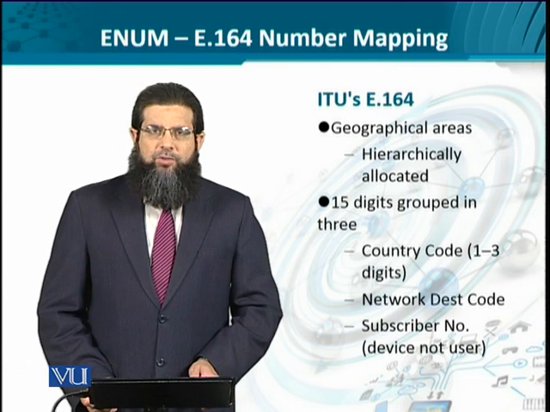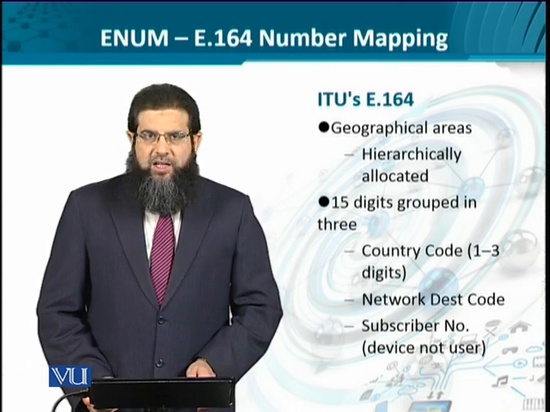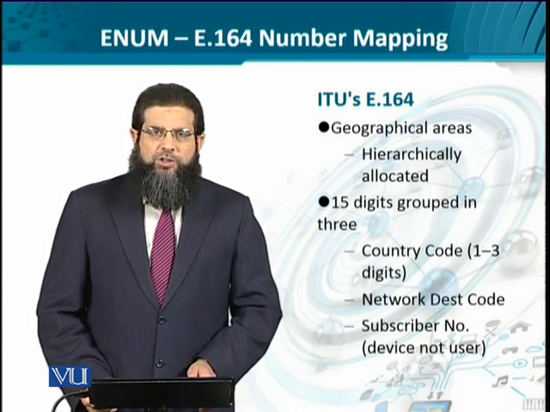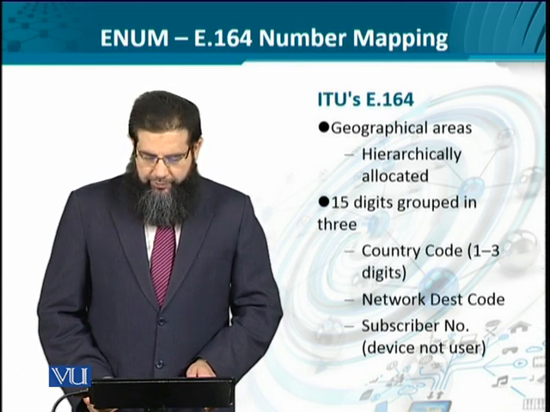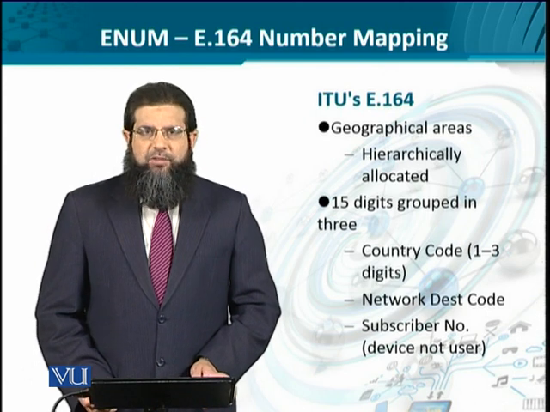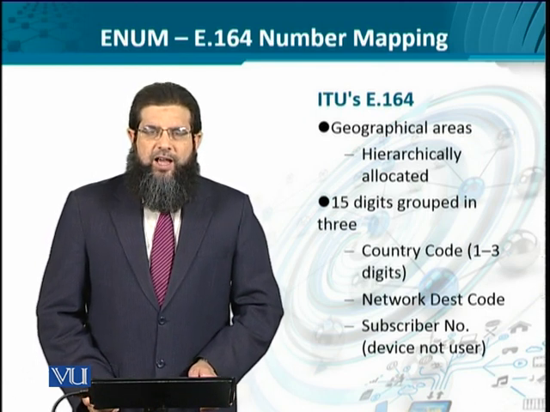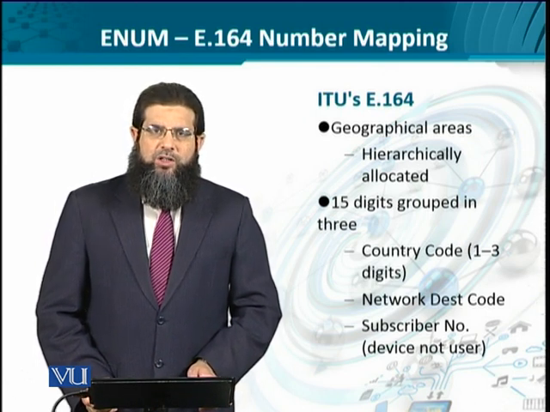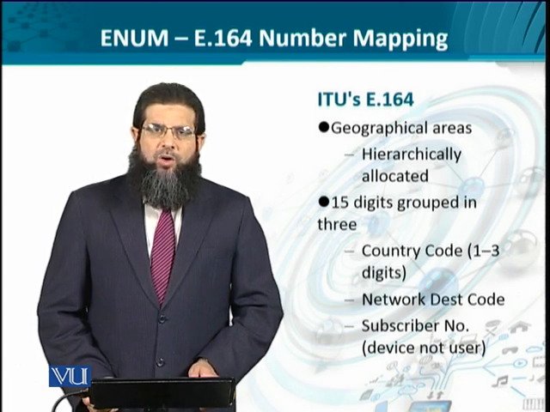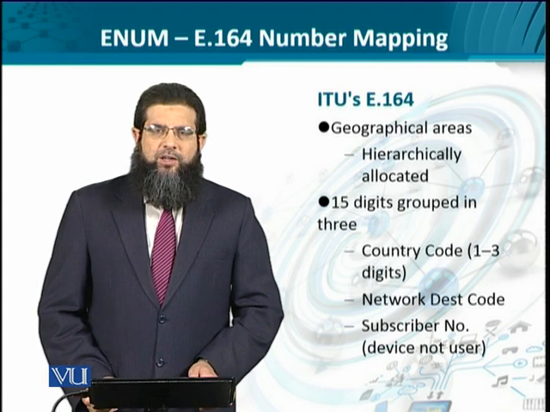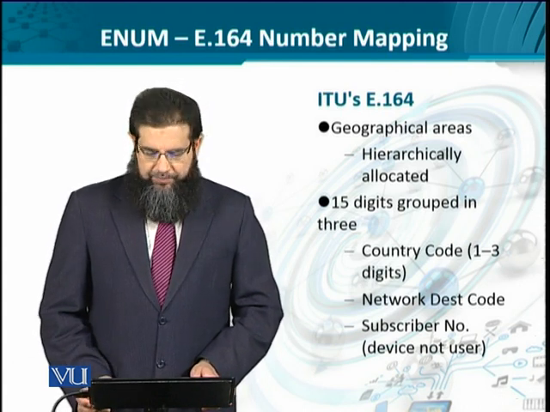The country code, for instance, in Pakistan is +92. Plus shows that it's an international number, or we can also replace it with 00. Then we have the network destination code, and finally we have the subscriber code. You can actually look at a telephone number in Lahore or in Rawalpindi, and you can interpret it in such a way that you can reach down to the suburb.